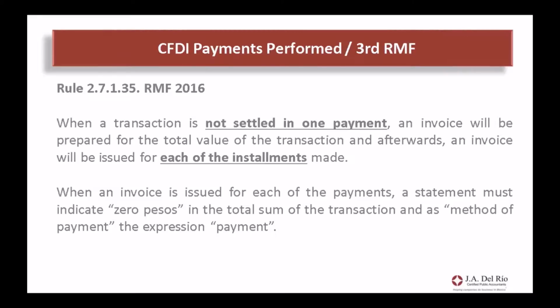So this part means that the authority will generate the new complement for payments made, and in this complement we are going to indicate that the total amount is 0 because we already have an invoice with the total of the amount, and to identify that it is a payment of an installment, the method of payment is going to be the expression payment. Rather than having to use a code, we are going to use this expression.